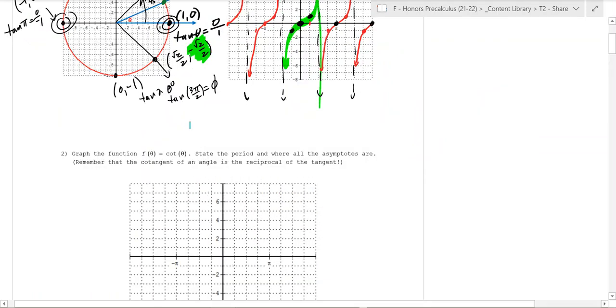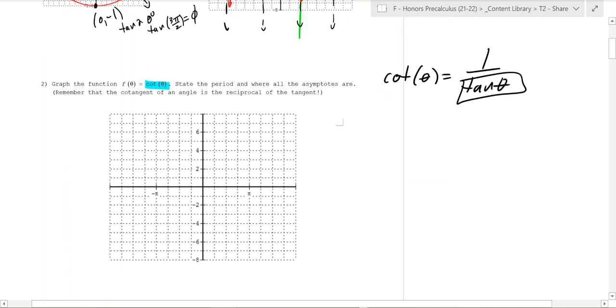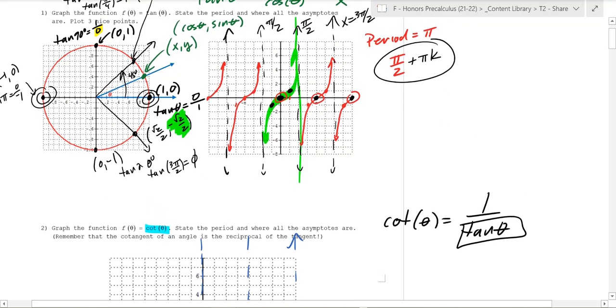The next function we're going to graph is cotangent. Cotangent is the reciprocal of tangent, meaning cotangent of theta is 1 over tangent of theta. So we could just graph these points one by one and see what happens. One thing to know is that whenever tangent is 0, cotangent is going to have a vertical asymptote. So when we look at this, we have zeros here, and at pi, and at 2 pi. So vertical asymptotes are going to occur whenever tangent is 0. Tangent is 0 at 0, and at pi, and at 2 pi, like this. So that's where the vertical asymptotes are going to occur.